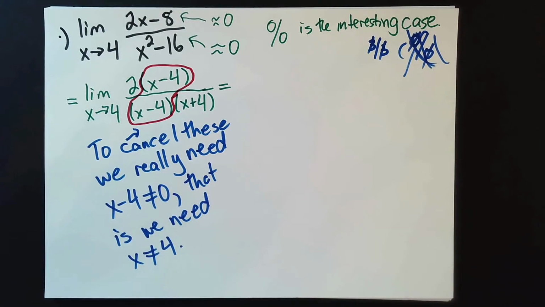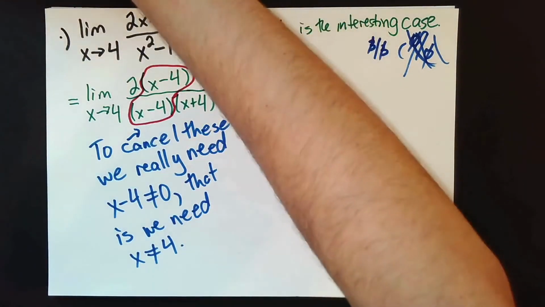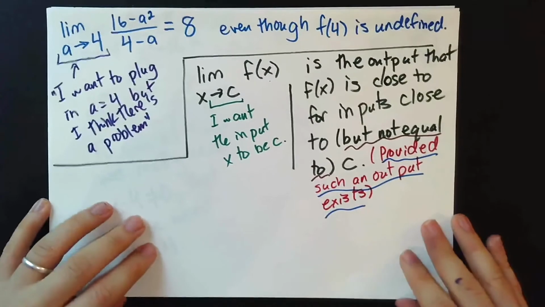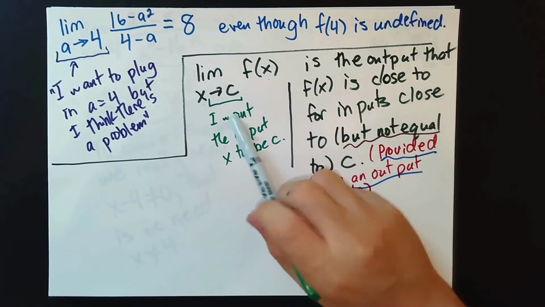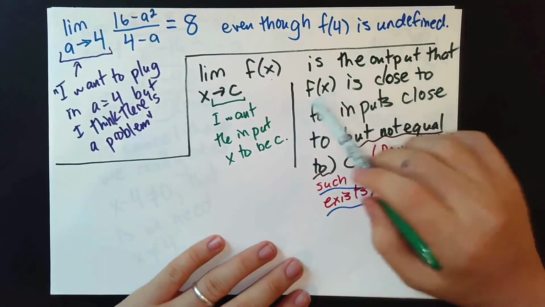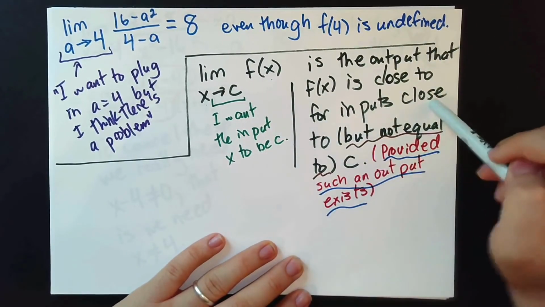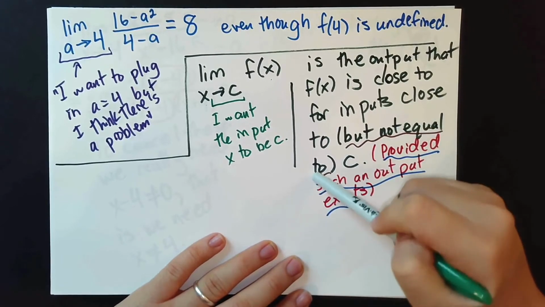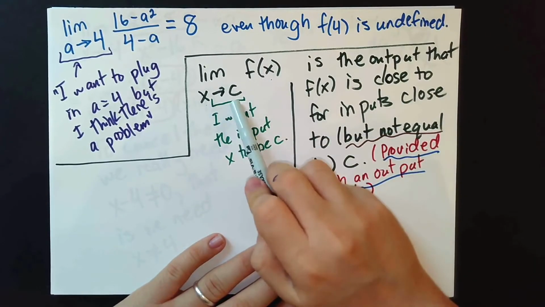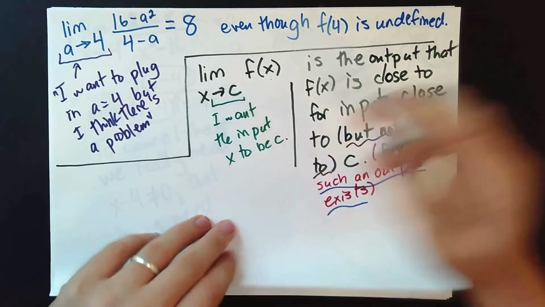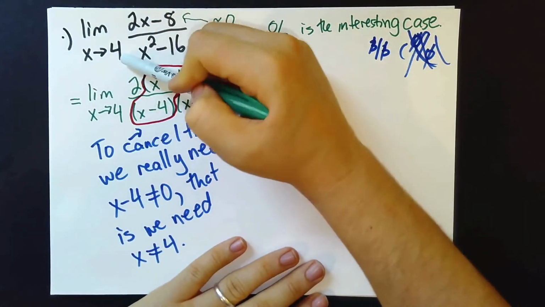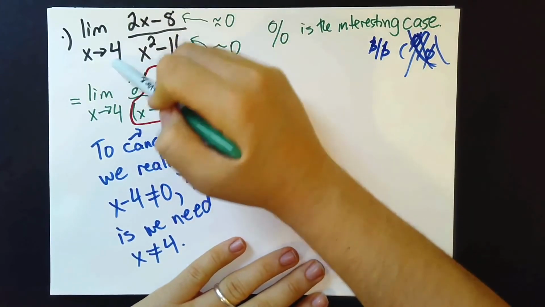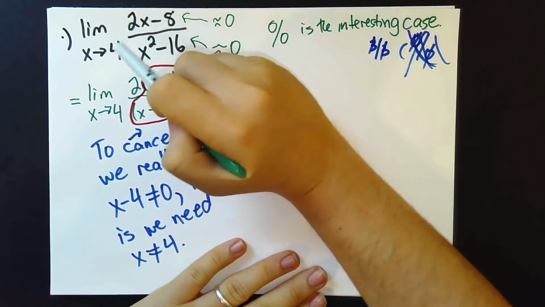But, good news. If we go back to the definition of a limit, what does the limit care about? The limit cares about the output that f of x is close to for inputs that are close to, but not equal to c, where this c is the thing I'm going to. So when I'm looking at the limit as x goes to 4, I care about x's that are close to 4, but specifically not equal to 4.